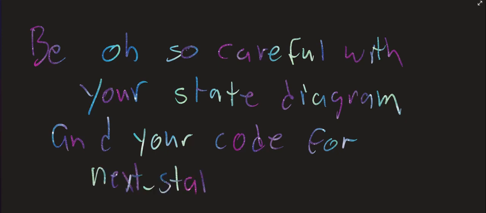For next state, because if you get one of those next states wrong, it can mess everything up and you'll have no idea why it's not working. So just be very careful with your state diagram. Be very careful that your code matches your state diagram. It's not long code once you decide the way you're going to do it.